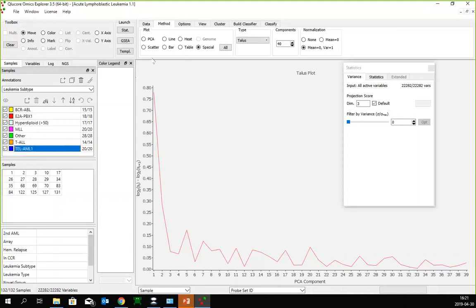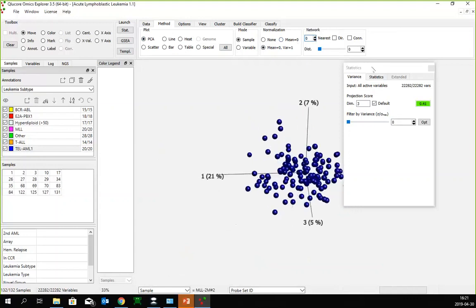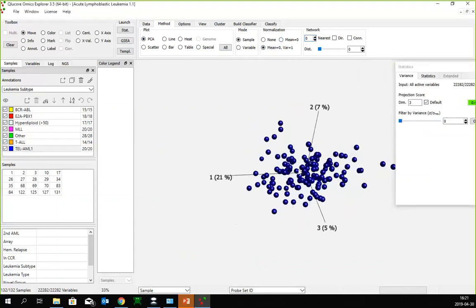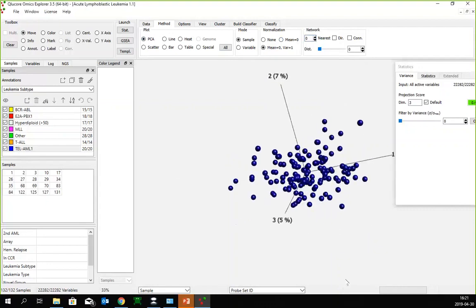And again, we go to the PCA plot. Let's remove the network here so it's easier to see what is going on. There we go. Here's the PCA plot where we started. Now let's do again what we did from the beginning, where I did variance filtering to find those 2 main groups.